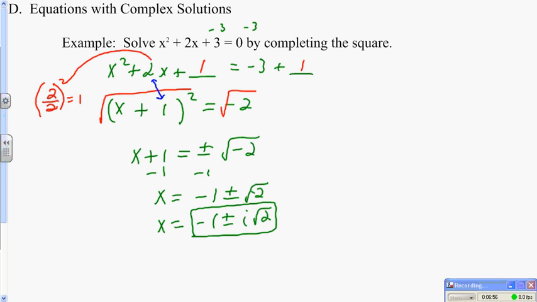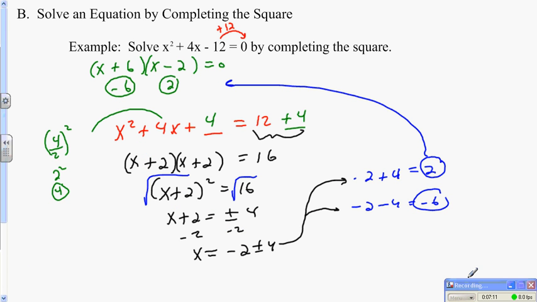This is a complex solution. We have an imaginary part to it. We have a radical, so we can't simplify any further. So this is as far as we could go in this question. And that is the end of Part B, Lesson 6.4.